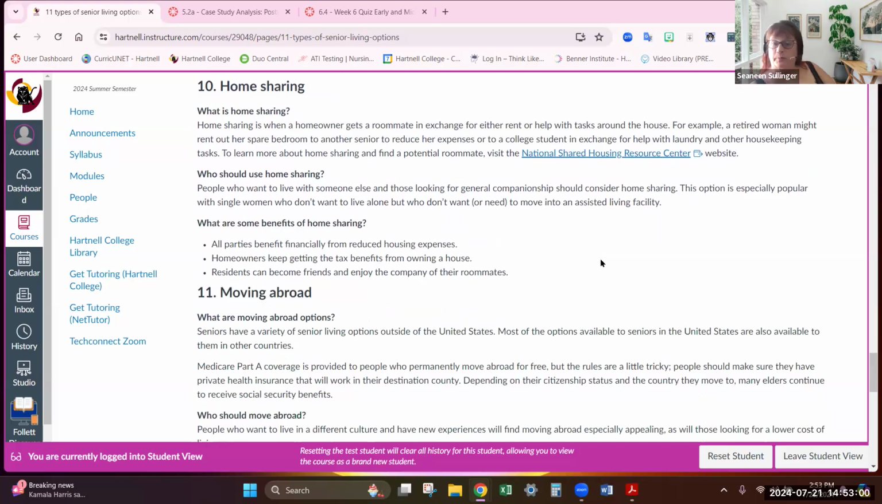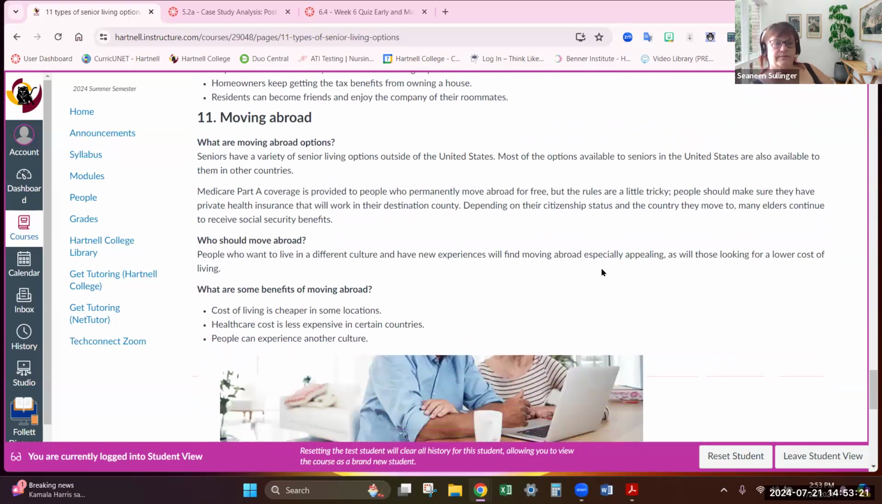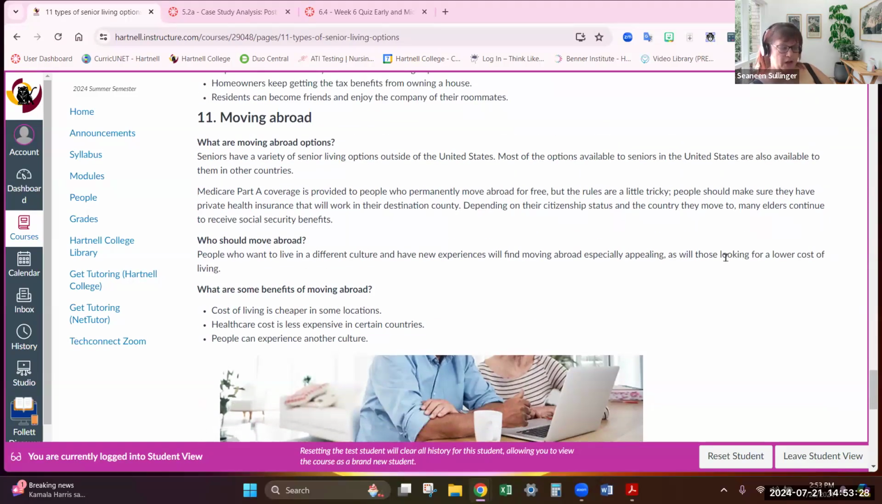So that could be, you could move abroad. Sometimes people will move over to other countries. That might be kind of fun. But you have to make sure that your insurance works in the other country, or if you have perhaps dual citizenship, that might help as well. Lots of different ways of thinking about that, some different benefits, because it could be that the healthcare is, dare I say, better in other countries. So that might be a good route to go.